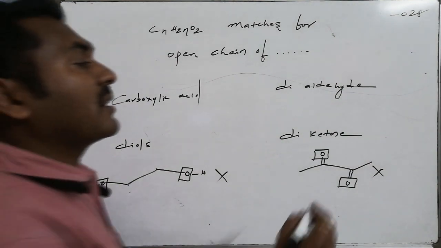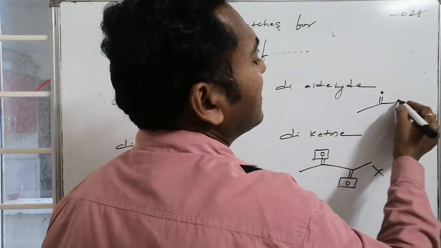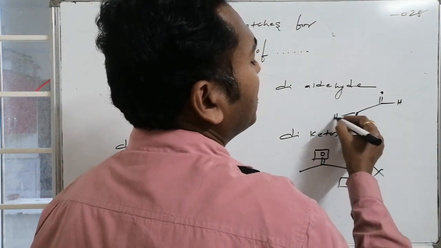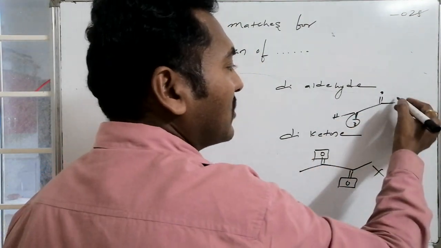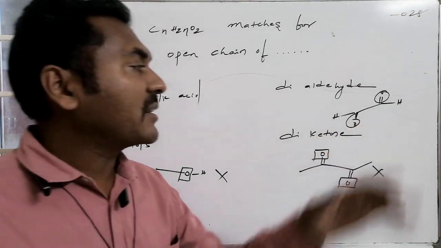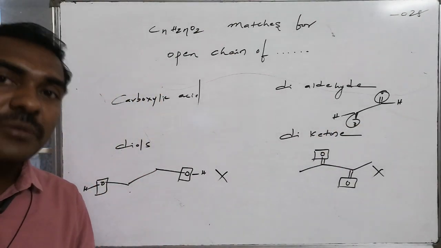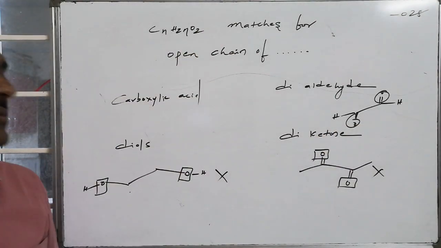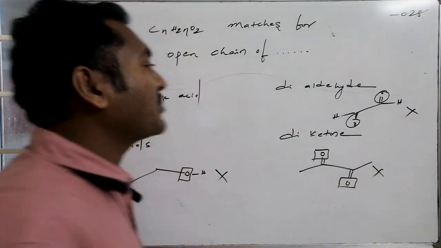Similarly, for a dialdehyde, a minimum dialdehyde is this: this is an aldehyde, this is also an aldehyde. If I ignore the oxygen, two hydrogens are less, which implies one double bond here and one double bond here. A diene should be present, CnH2n minus 2, that is also not present, hence it doesn't match.